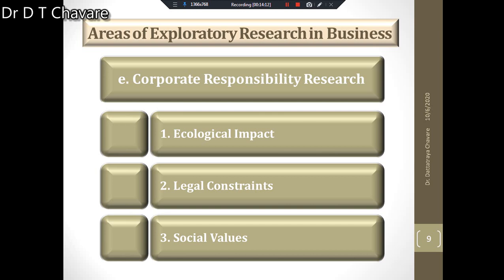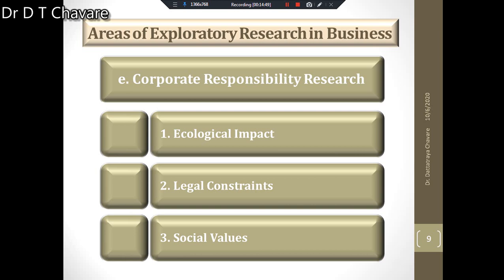In this way, these are the different types of the five areas which are classified under exploratory research in business. How many areas are there? Five areas. And those areas also we have to study. What are those five areas? First is general business research. Second is financial and accounting research. Third is management research. Fourth is sales and marketing research. And last is corporate responsibility research. Don't forget at all.